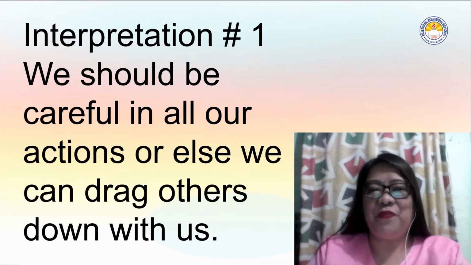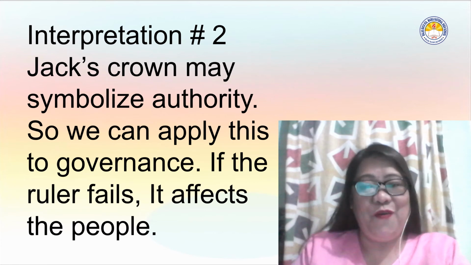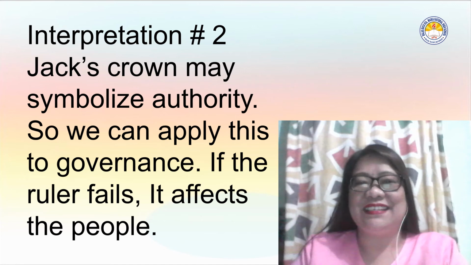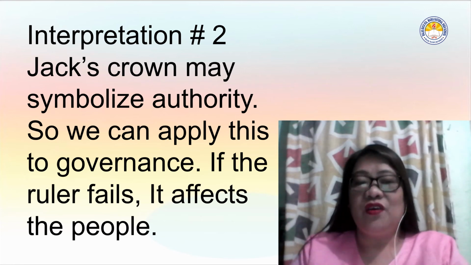Here is interpretation number one for the nursery rhyme Jack and Jill. We should be careful in all our actions, or else we can drag others down with us. And now, for interpretation number two. Jack's crown may symbolize authority, so we can apply this to governance. If the ruler fails, it affects the people.